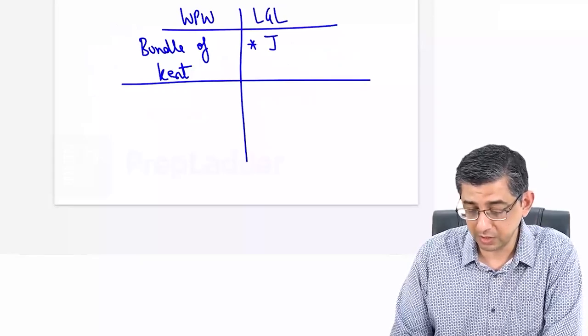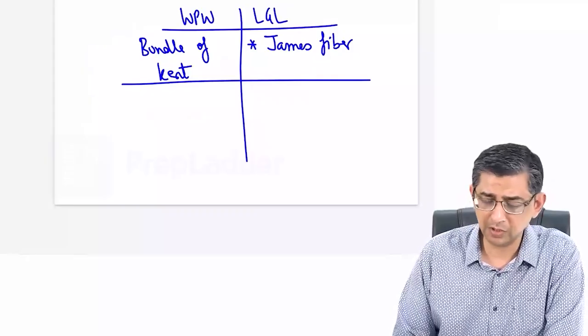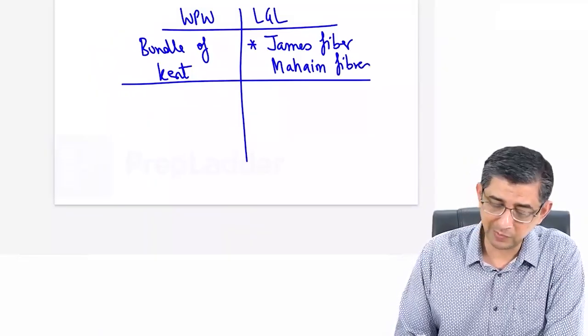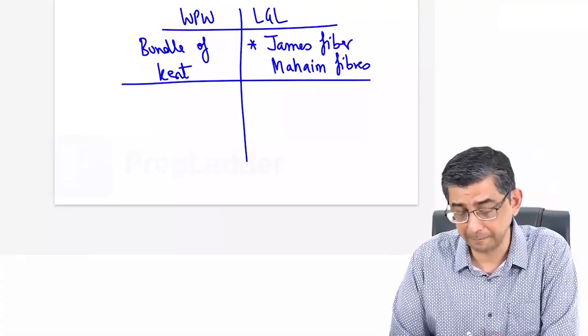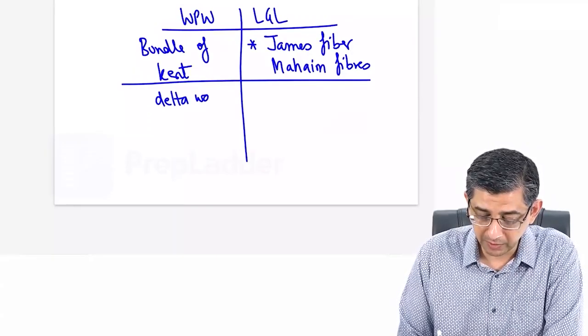The word used to describe these is James fibers. Sometimes they might even use Mahaim fibers. In fact, there are two different ones, but I just want you to remember that the bundle of Kent is specific for WPW, and James fibers and Mahaim fibers are specific for LGL. Then WPW will always have a very characteristic delta wave present.